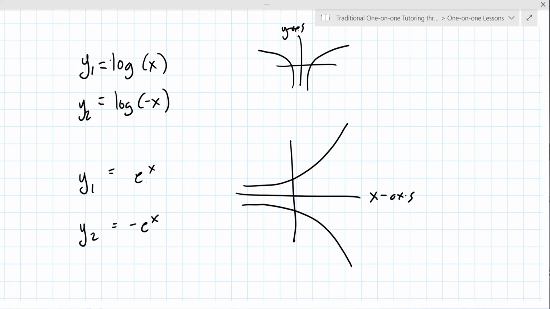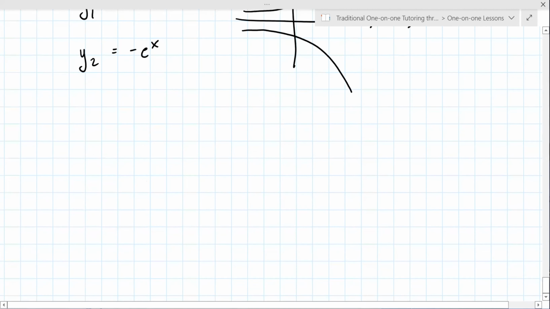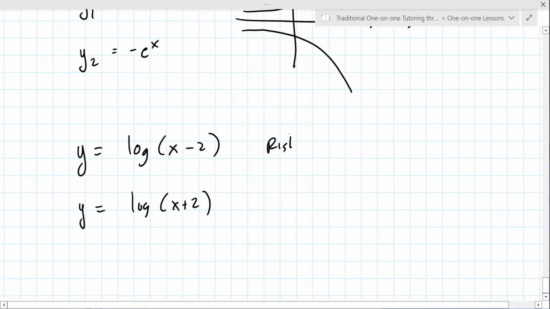Yeah, because the log and then the x in parentheses goes over the y-axis. Again, you could say, what is log of x minus 2 and log of x plus 2? One moves it right and one moves it left, and you'll see that.